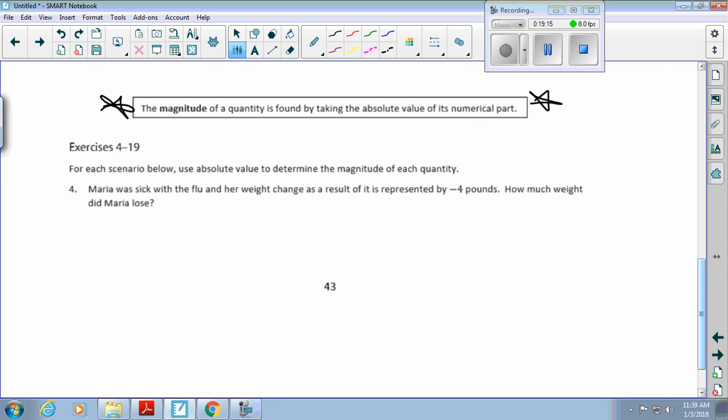All right. So for each scenario below, we use absolute value to determine the magnitude of each quantity. Maria was sick with the flu and her weight change as a result of it is represented by negative 4 pounds. So we want to find the absolute value of negative 4. Make sure it doesn't look like 1 minus 41 on your paper. Make those a little bit longer. What was the magnitude of her weight change? 4. 4, very good. You guys are getting the hang of this.